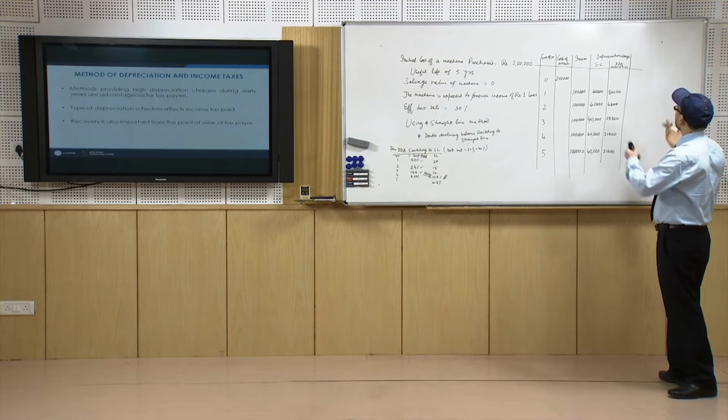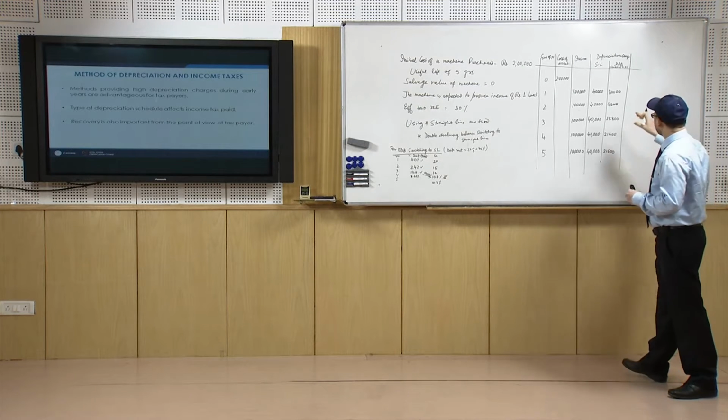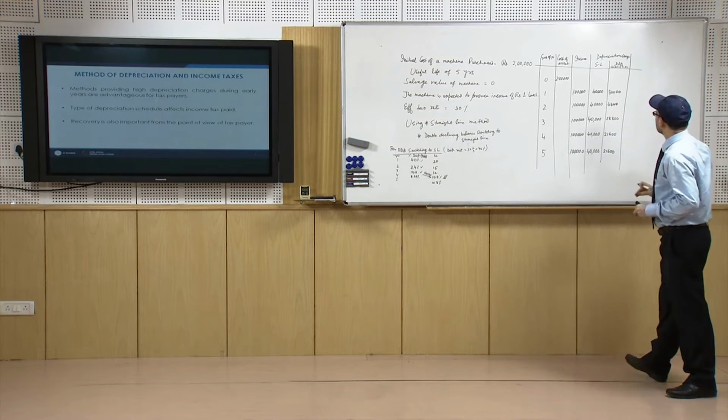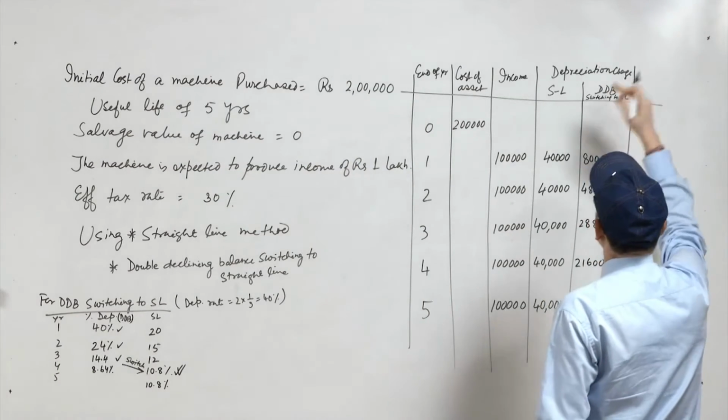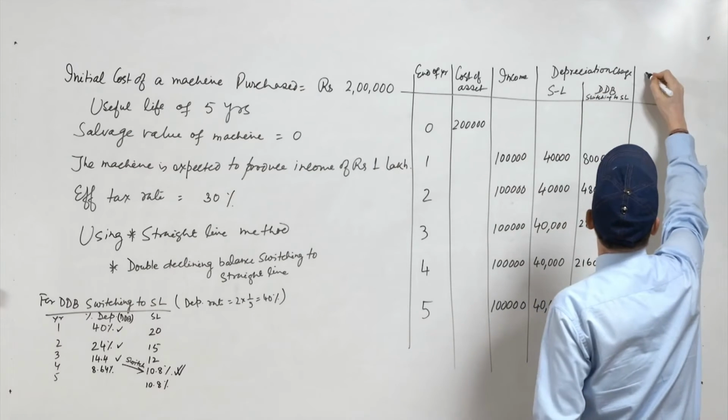Now, after having the deduction of the depreciated amount, what is the income? Basically, what is income minus depreciation?